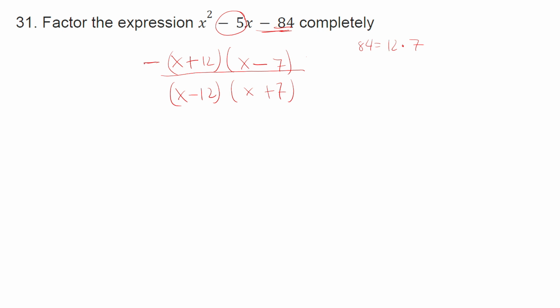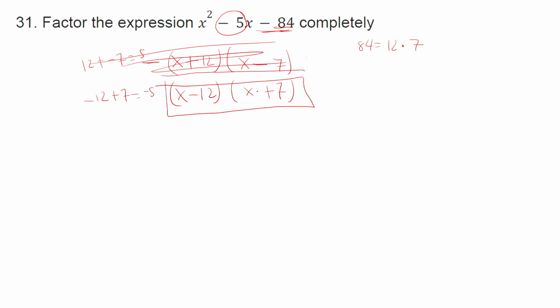What is 12? This one first, the first given. What is 12 plus negative 7? That is 5. But we're looking for negative 5. This one is actually wrong. Let's proceed to the next one. Negative 12 plus 7. That's actually negative 5. And that's why this one here is our factored form of the x squared minus 5x minus 84. Okay, let's proceed.